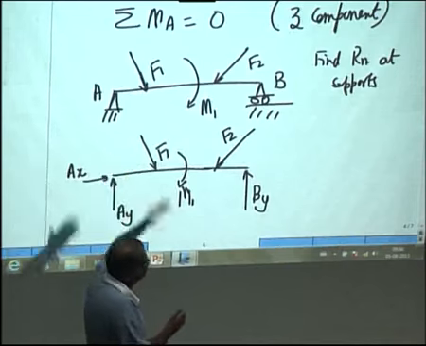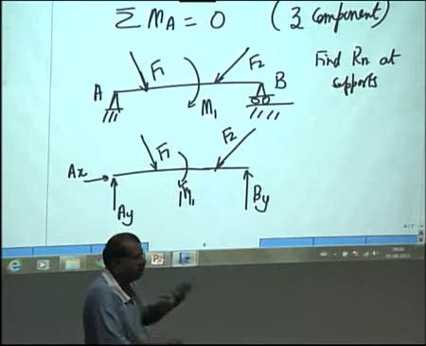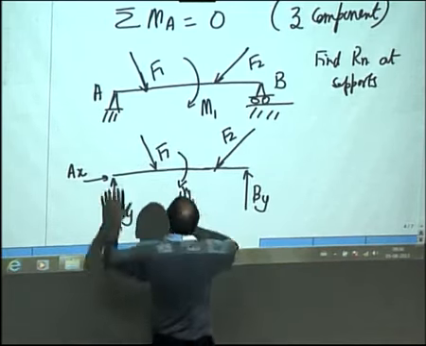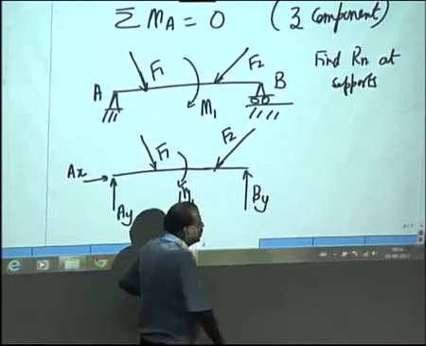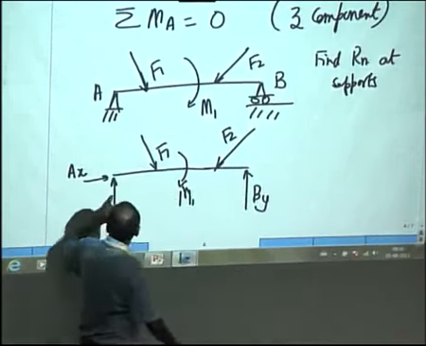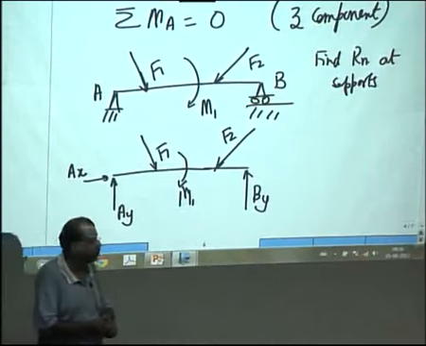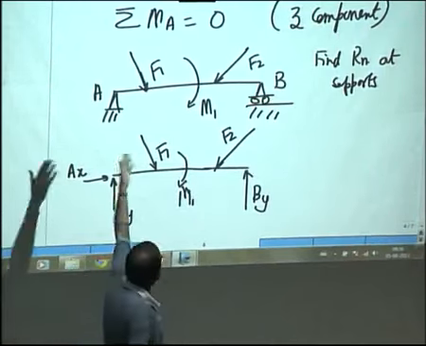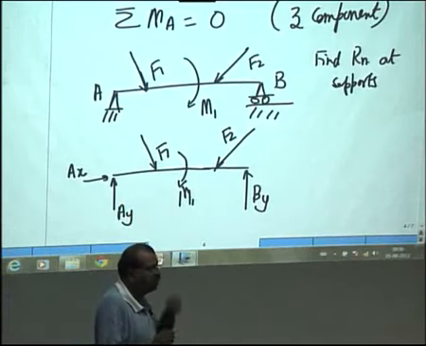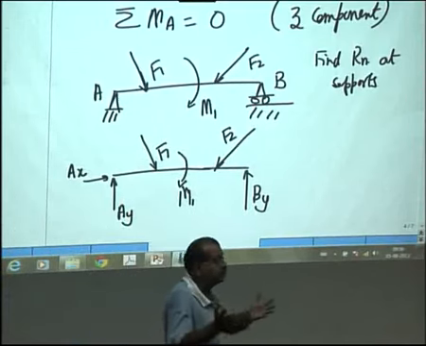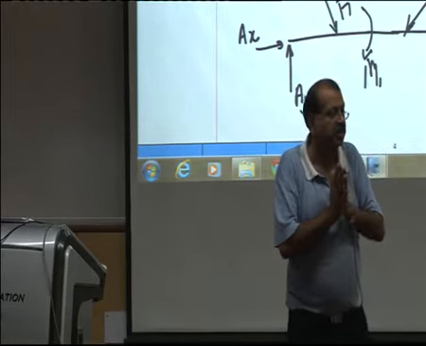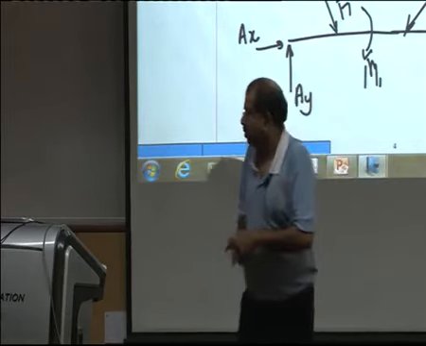So, therefore, you will use these three equations in different combinations. Sometimes you can take moments about A is equal to 0, get By, take moments about B is equal to 0, that will give you Ay, and then you do sigma Fx is equal to 0, that will give you Ax. So, you use a combination of these three equations, but you will not get more equations, you will get only three independent equations.